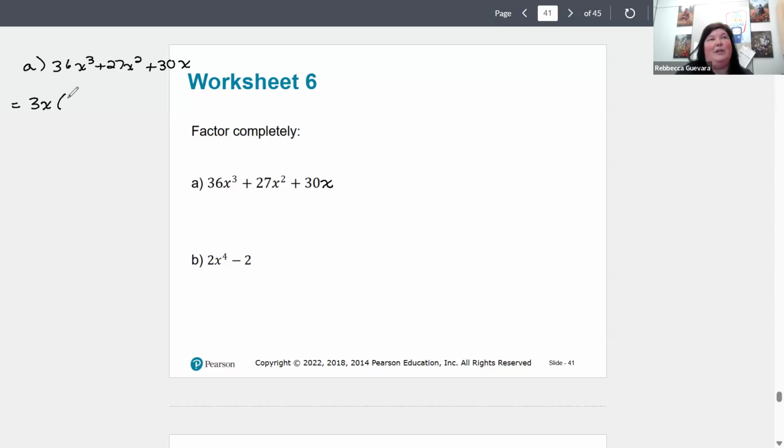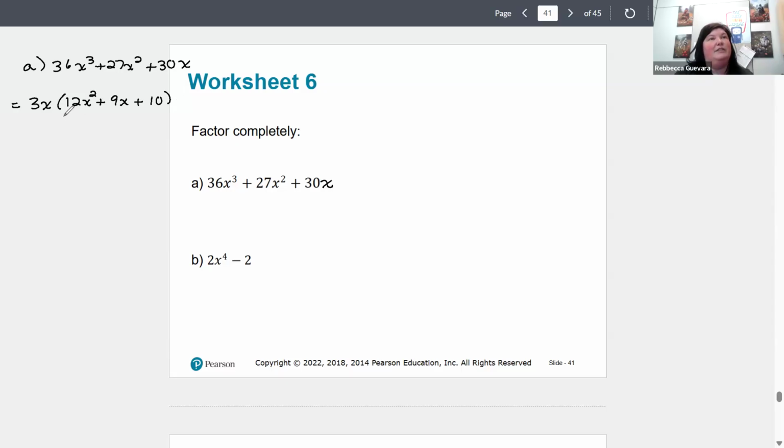So 36 divided by 3 would leave me with 12. And then we have an x cubed divided by that x, so we have an x squared. 27 divided by 3 is 9. X squared, if we divide out the x, leaves me with x. 30, if we divide by 3, leaves me with 10. And then we have no x left behind.